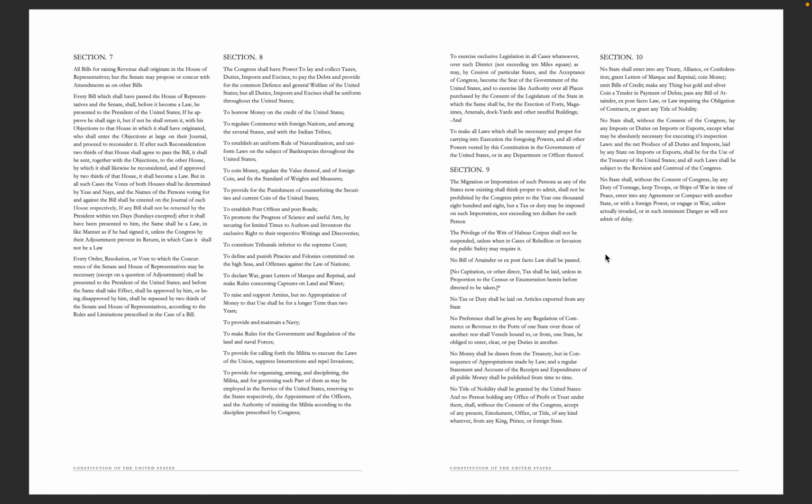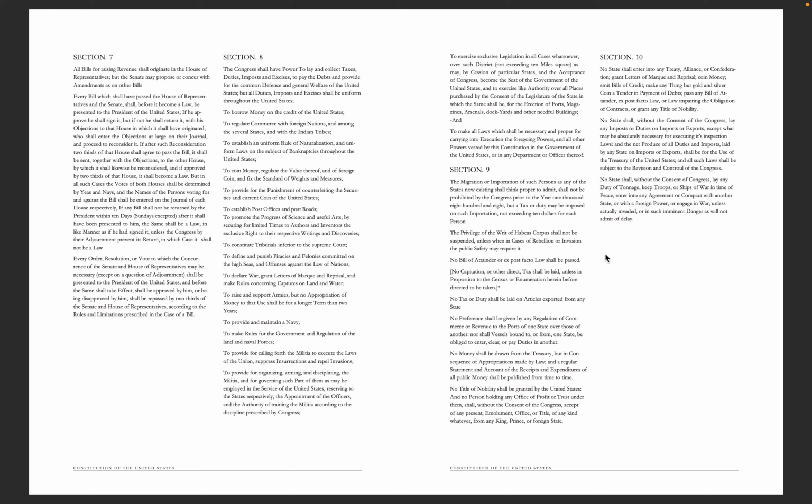And under that, it says, "no title of nobility shall be granted by the United States, and no person holding any office of profit or trust under them shall, without the consent of Congress, accept of any present, emolument, office, or title of any kind whatsoever from any king, prince, or foreign state." This is essentially saying people who represent the United States can't have foreign titles. So if the King of England wants to give an honorary title of prince to a member of Congress, the member of Congress must reject that offer under the Constitution.